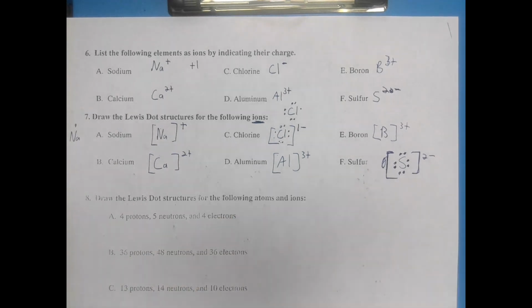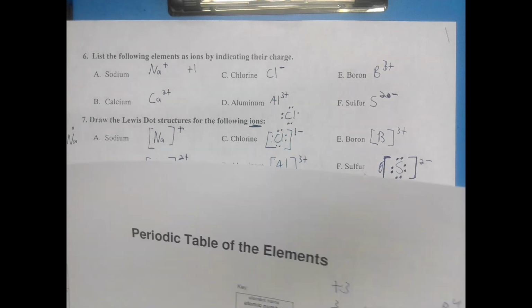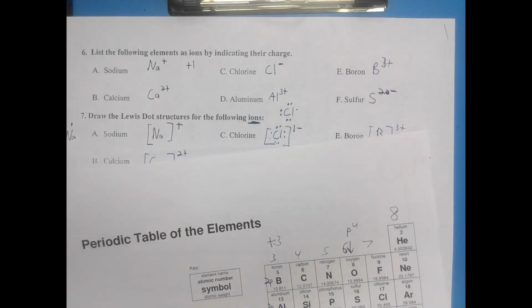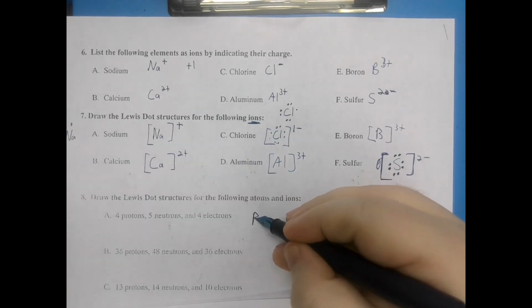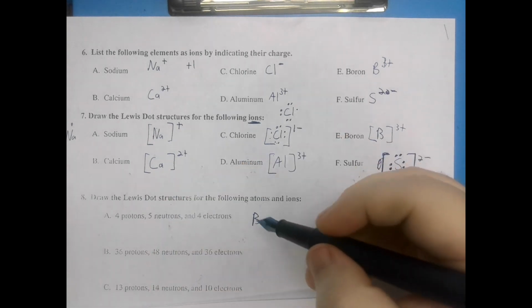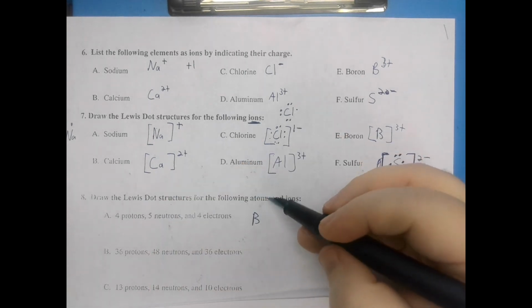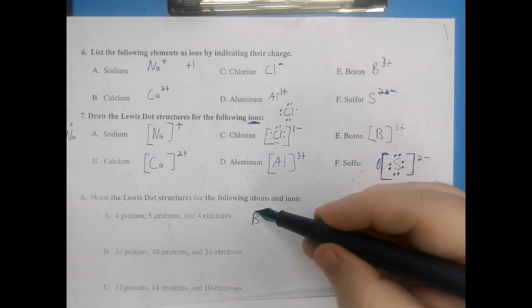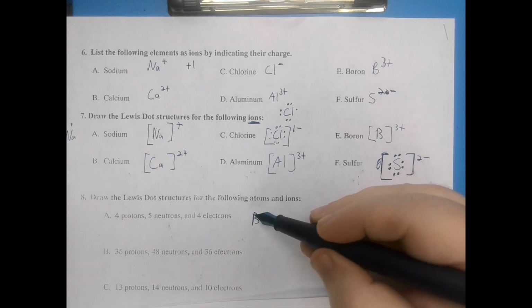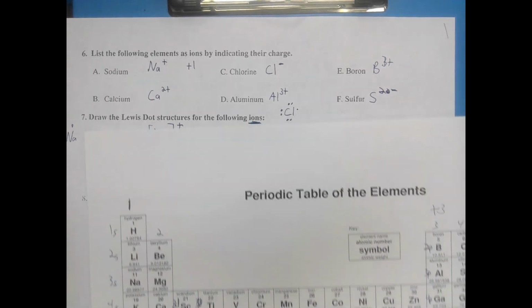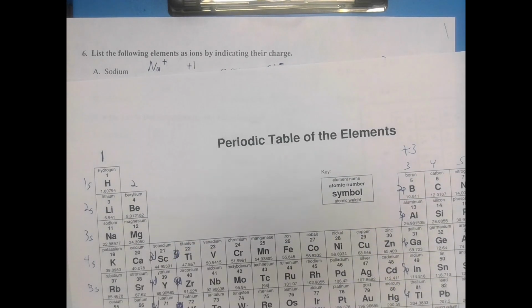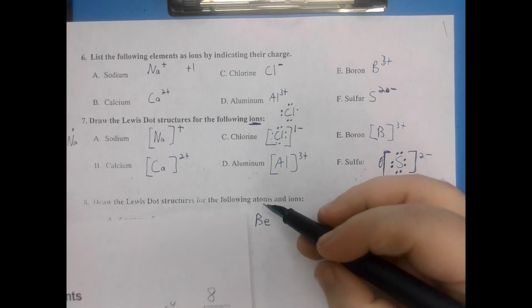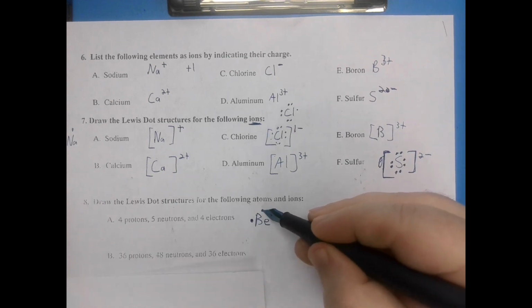So 4 protons and 4 electrons. 4 protons corresponds to beryllium. We're doing a Lewis dot for it. Since there are the same number of electrons and protons, it has no charge. So it has a valence electron count of 2. So we put 2 dots.